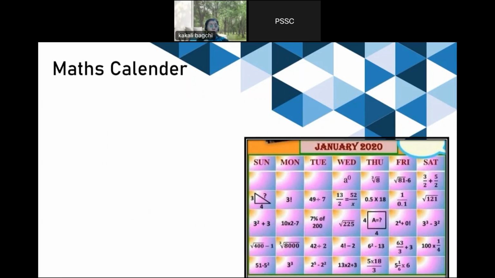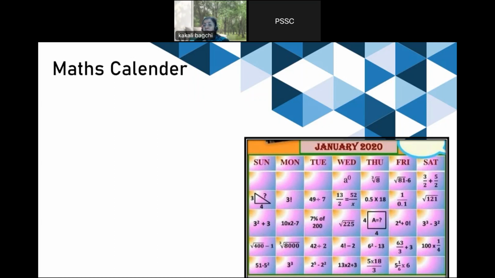Maybe you're teaching middle school. In February, Bodmas rule. March, percentage and fraction. That means every student will create 10 correct questions. Because 30 days hai, ek group mein 3 bachcha hai. So har student 10 correct questions create karega. Let them make this calendar.